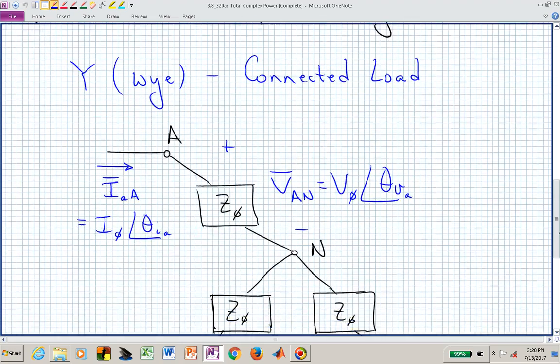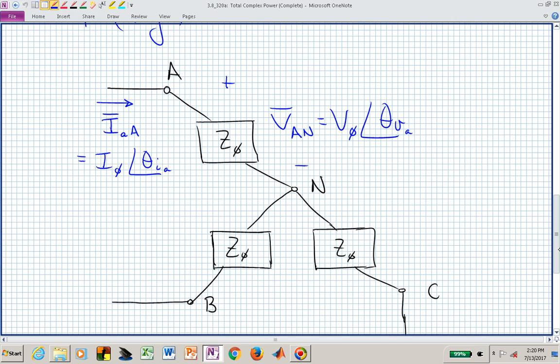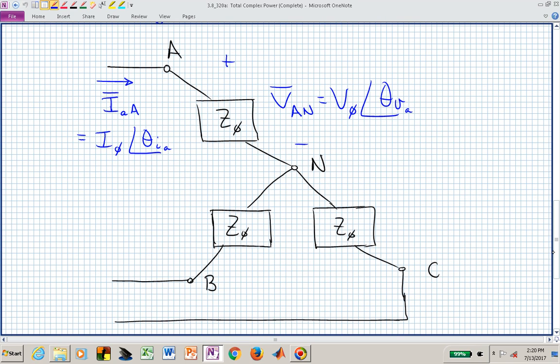Let's now look at a Wye connected load. And here is such a load. What I'm using now is I'm concentrating on one of these phases. If we can find the power, the complex power, or the real and reactive powers of one of these phases, since our system is balanced, we can just multiply it by 3 and end up with the total complex power.